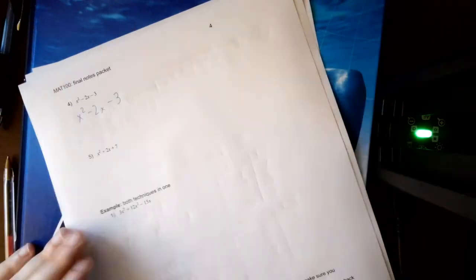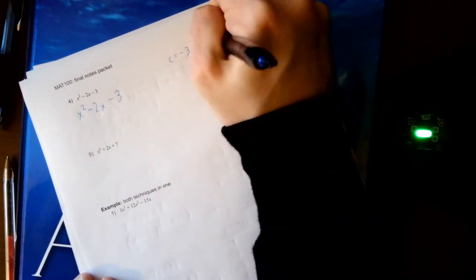Now, we got a couple more examples of this. Let's take a look here. x squared minus 2x minus 3. Now, let's take a look here. C is equal to -3, and B is equal to -2.